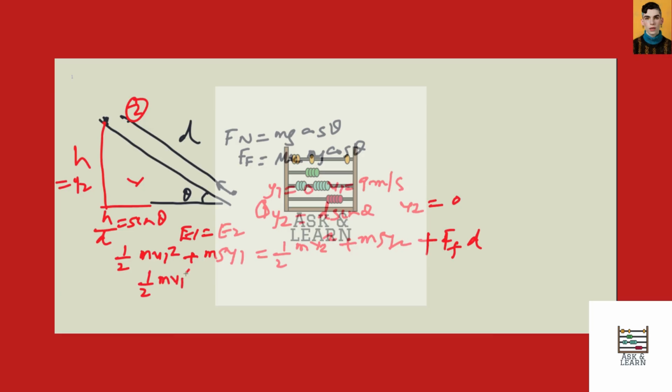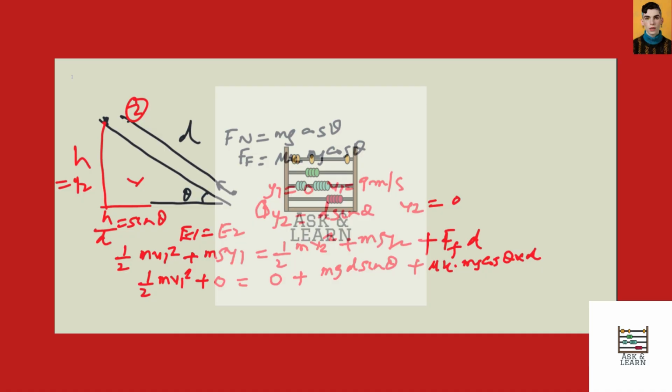So we can see that it's half mv1 squared plus 0, because the potential energy at location 1 is 0, is equal to the kinetic energy at the top, which is 0, plus mgd sine theta, plus f, which we have seen is equal to mu k mg cos theta times d.